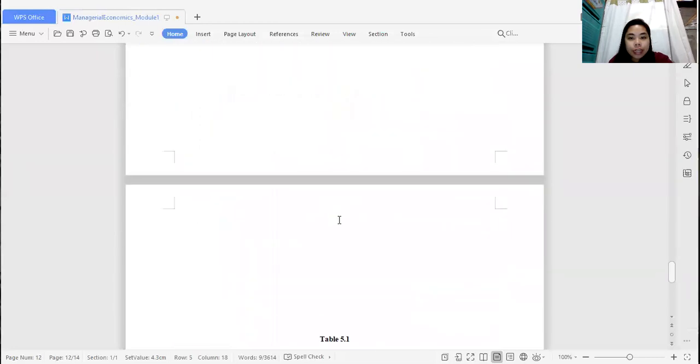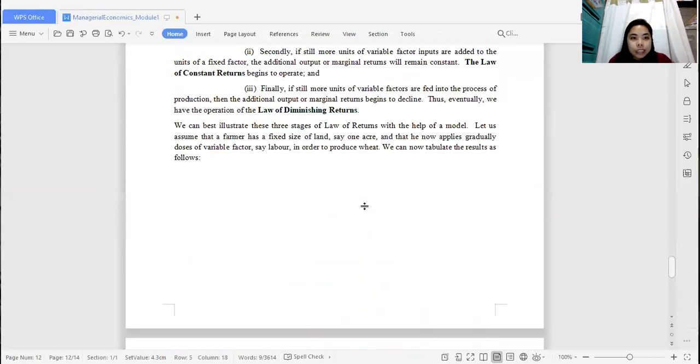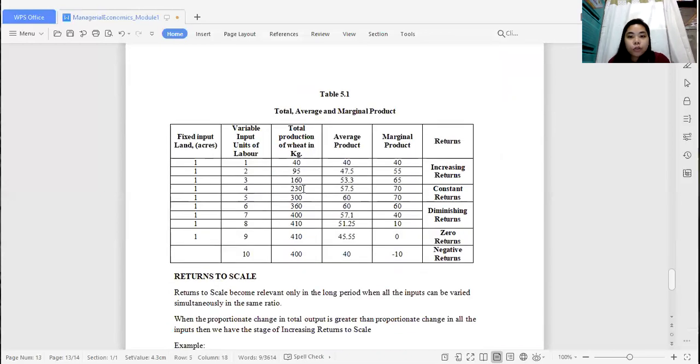So, kadto today class sa ato na table 5.1, no? So, this is an example. So, we can best illustrate these three stages of law of returns with the help of a model. Let us assume that a farmer has a fixed size of land, say 1 acre, and that he now applies gradually doses of variable factor, say ang iyang labor, in order to produce wheat. So we can now tabulate the results as follows.